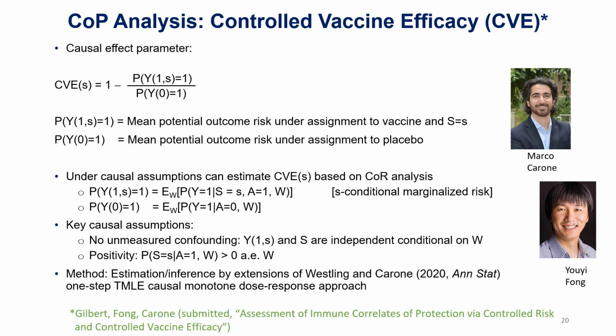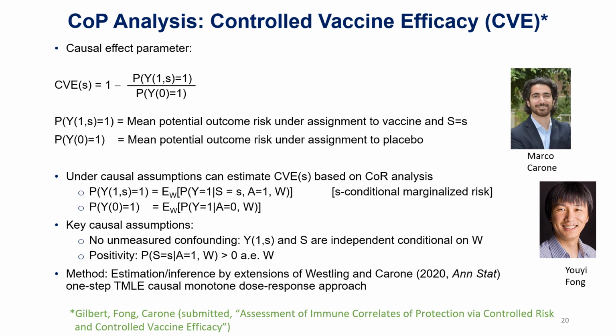And then another approach that is really new, and we have a submitted manuscript on this with Marco and Yuyi, is what we call the controlled vaccine efficacy analysis. This accesses the controlled risk, controlled effects framework of causal inference from Robins and Greenland in the 90s. And so we're defining controlled vaccine efficacy, where the numerator here is the mean potential disease risk under assignment to vaccine, and assuming we're setting every vaccinee to have the same marker value S. And then the denominator is the disease risk in the placebo group.